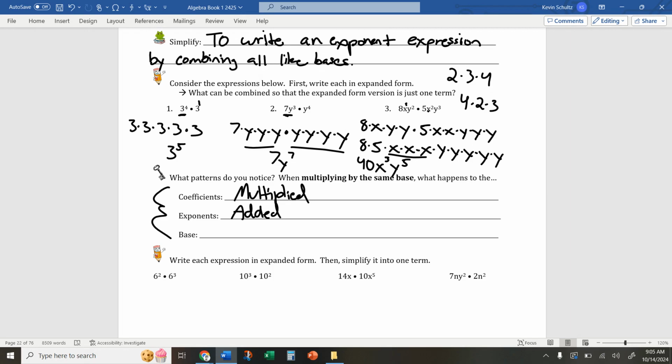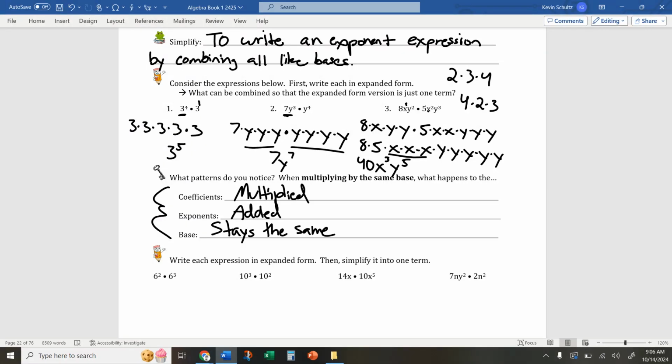Okay? And how about the base? What happened to the base? We started with a base of 3. We ended with a base of 3. Started with a base of y, ended with a base of y. Started with bases of x and y, ended with bases of x and y. Stays the same. The base does not change. The base stays the same.